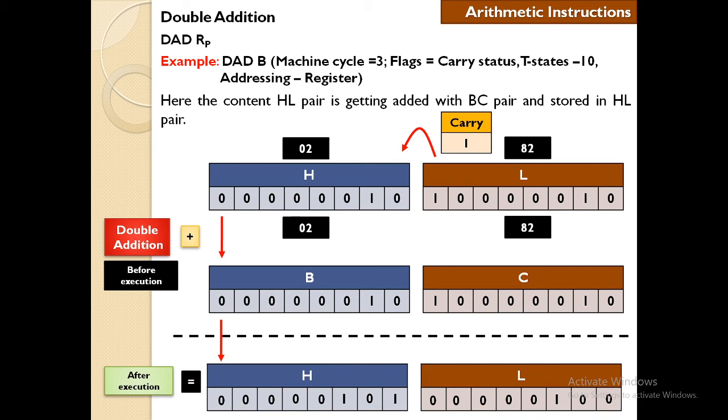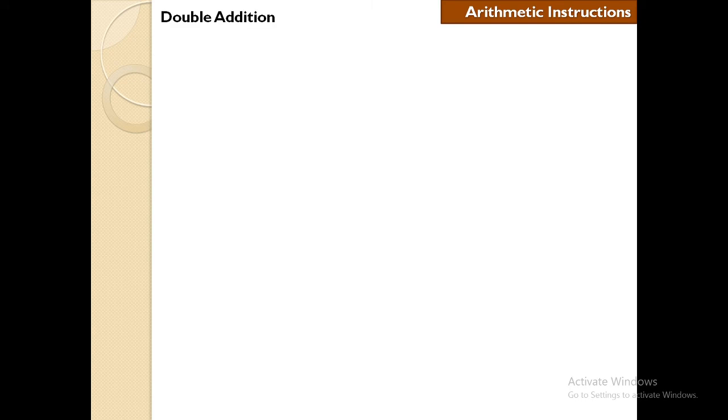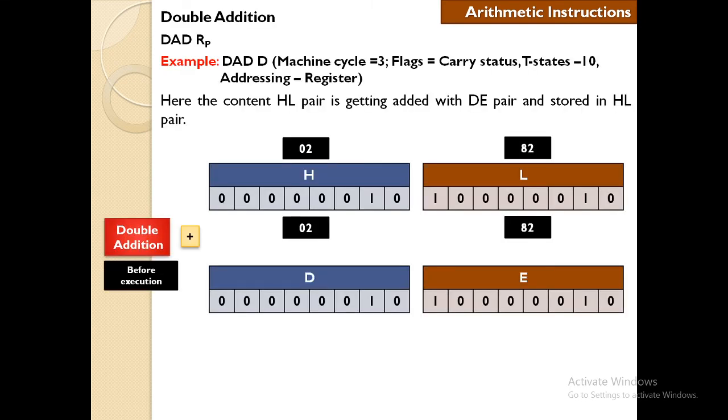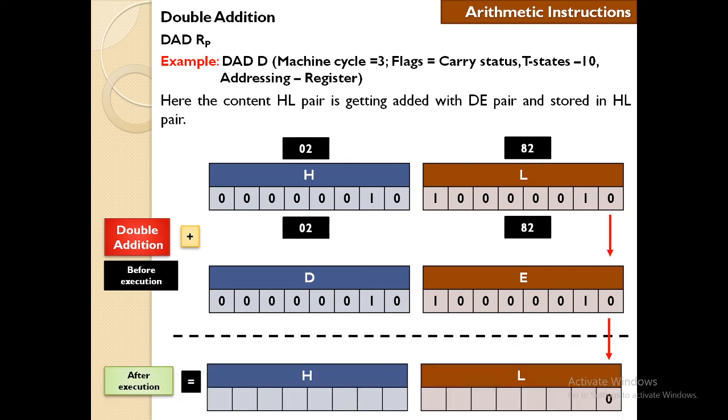Okay, fine. Now let's move on to another example, which is DAD D. Here again the HL is getting added with DE. The result is in HL. The similar technique is carried out, and if there is any carry, it will get reflected in the carry flag as shown in the figure, and goes on till it is finished.